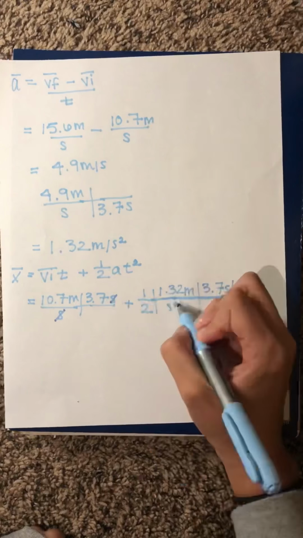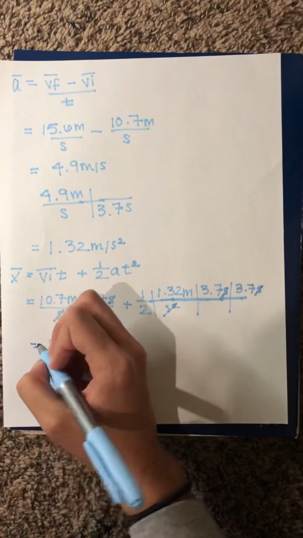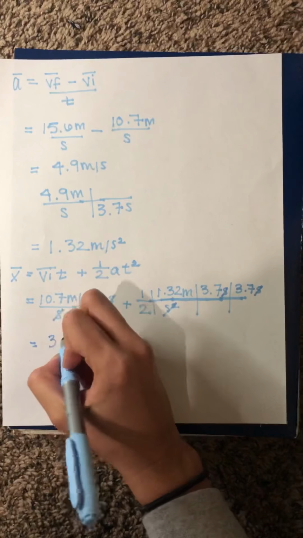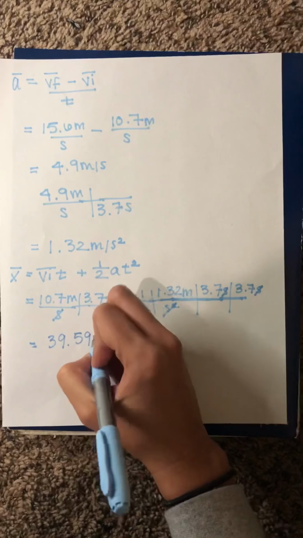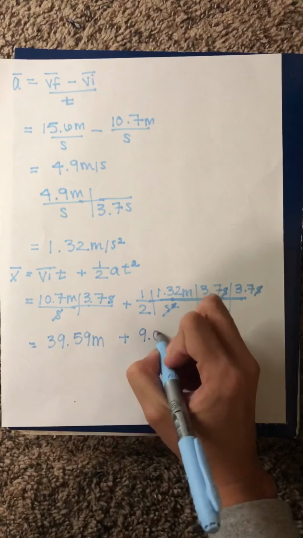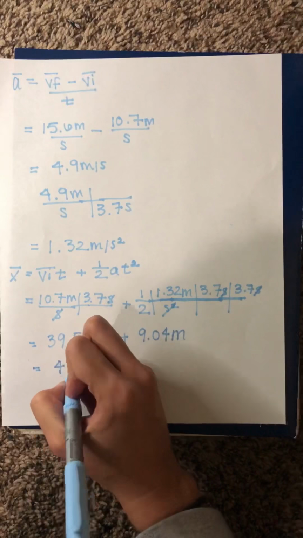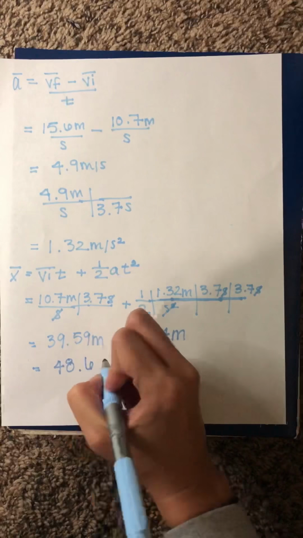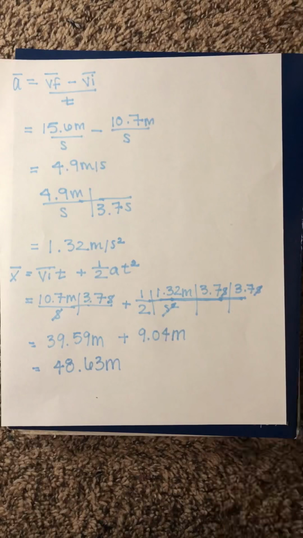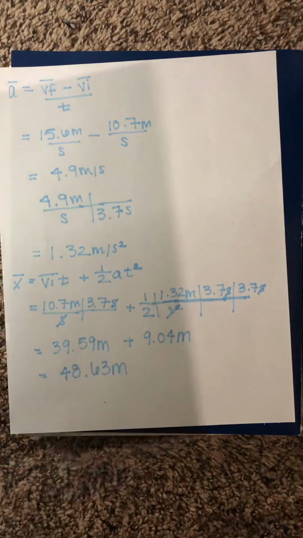We can cancel out these units and solve. 10.7 times 3.7 is 39.59 meters plus 9.04 meters. This gives us a final displacement of 48.63 meters traveled in 3.7 seconds. With this new information, we can fill out the rest of our chart.